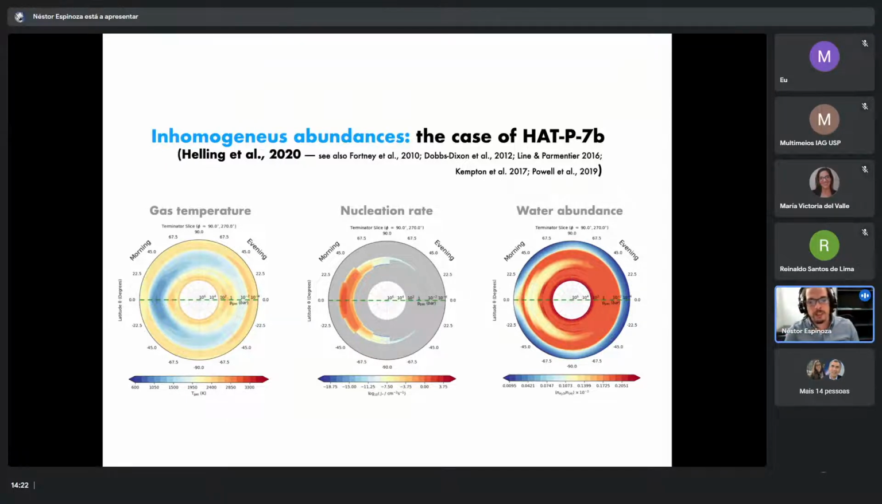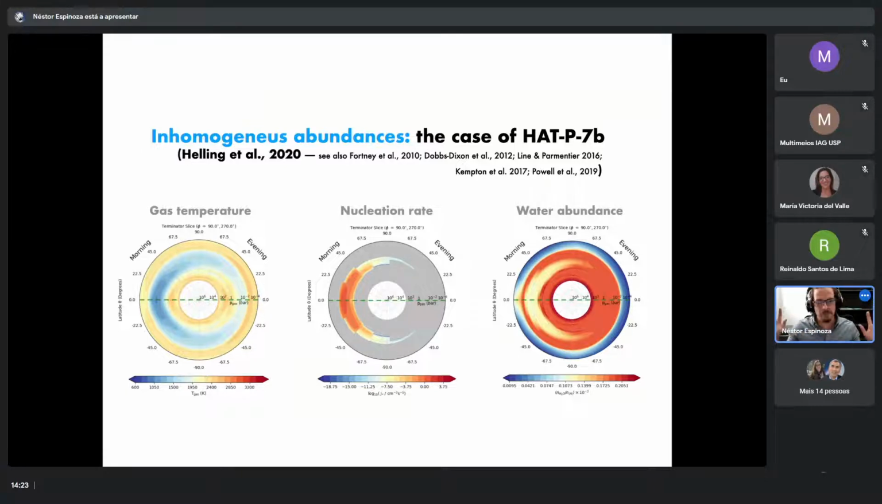The central panel shows the nucleation rate, like how easily you can form clouds. The redder it is, the easier you can form clouds. So here she's predicting that you're going to have clouds in the morning. It's going to be cloudy mornings on these hot giant exoplanets and cloudless evenings. And in the right panel, you see the water abundance, which is what we typically measure for transmission spectroscopy. In the plots that I showed you before, most of the points were water abundances. And you see that the water abundance also changes by a factor of 2, actually, between the morning and the evening.